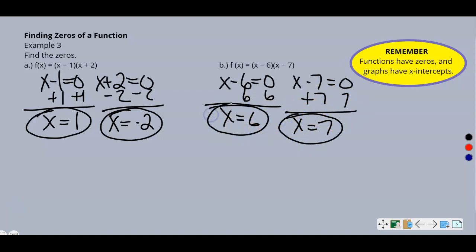So you can see that you can go from the factor, x minus 1 is the factor, and x equals positive 1 is the 0 for that factor. X plus 2 is the factor, x equals negative 2 is the 0 for that factor. So it says, remember, functions have zeros and graphs have x-intercepts.